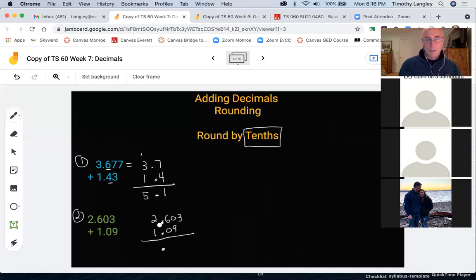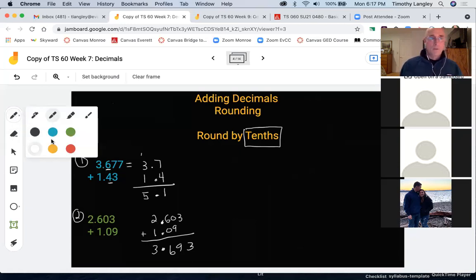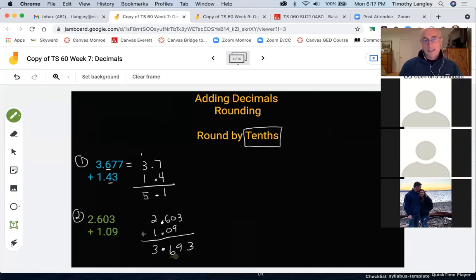Notice I've got them all lined up here, okay? Then I'm going to add real fast here, 3, 9, 6, and 3. All right. In this case, I now have an answer, 3.693. But if they ask you to round your answer to the 10th, I'm going to look in the answer here. And what I'm going to do is I'm going to go, okay, 6 is in the 10th place. I have a 9. So my answer would equal 3.7. Okay. So that's rounding to the nearest 10th place.